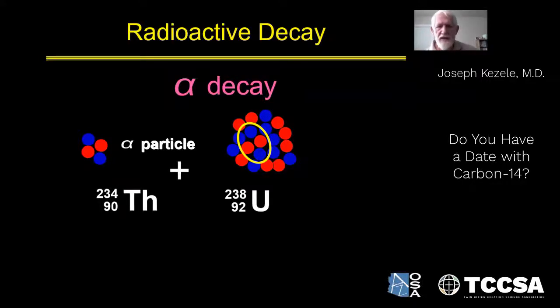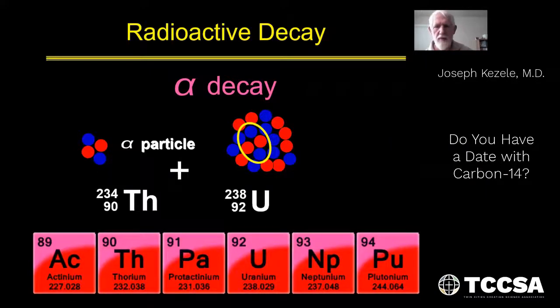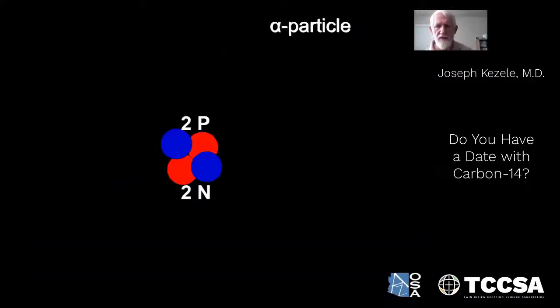Well, since it's lost 2 protons, its atomic number is now 90 instead of 92, so it's no longer uranium, it's now thorium. Okay, so that's how an element changes what it is. It's by changing the number of protons. So there you see a portion of the periodic table. So that atom of uranium upon decay has become thorium as it lost the alpha particle, 2 protons and 2 neutrons.